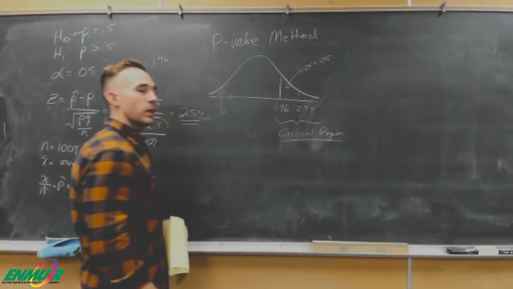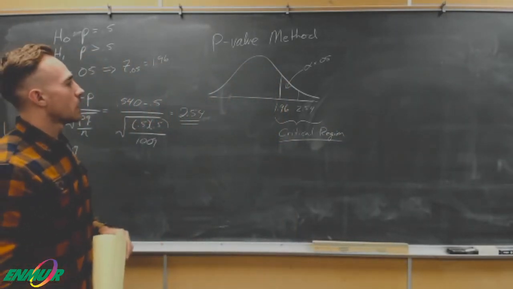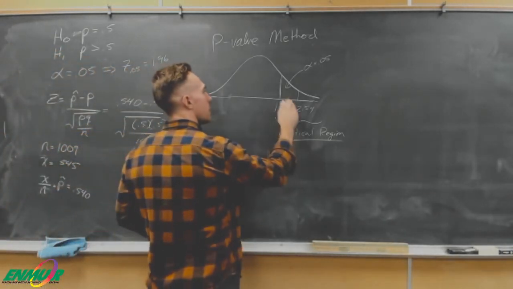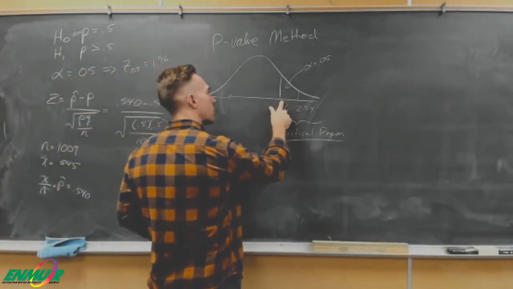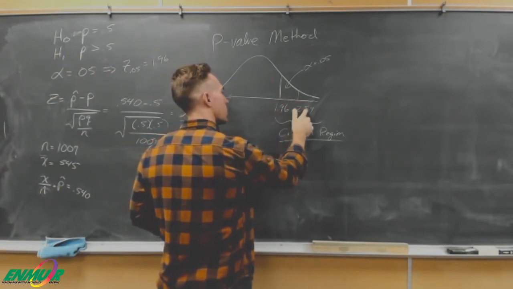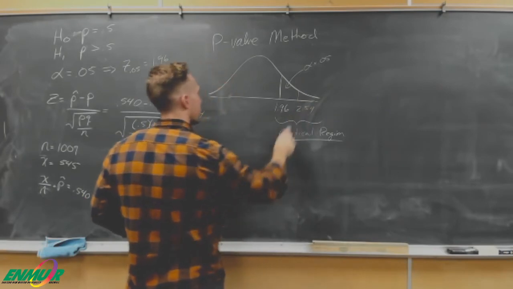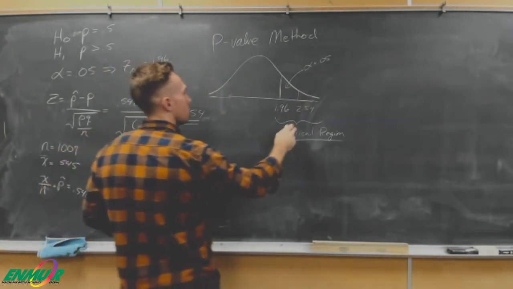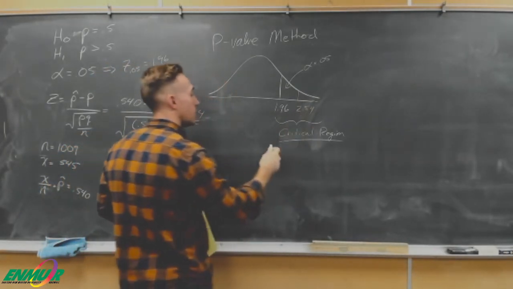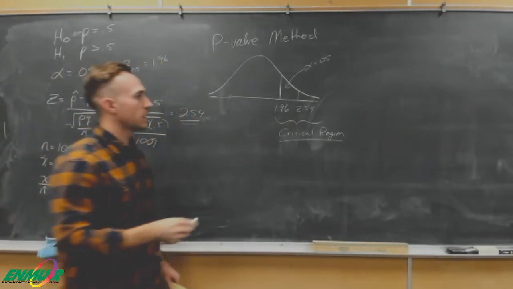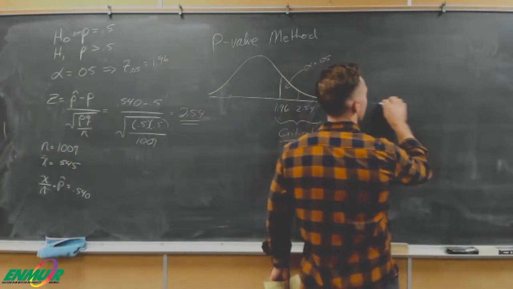Critical region, okay? Right tail test, this is my critical region. Now, what we want to do is compare the area associated with this critical value and the area associated with this critical value. The area associated with this critical value, you're going to take this value, now bear with me for a second, 2.54, okay?